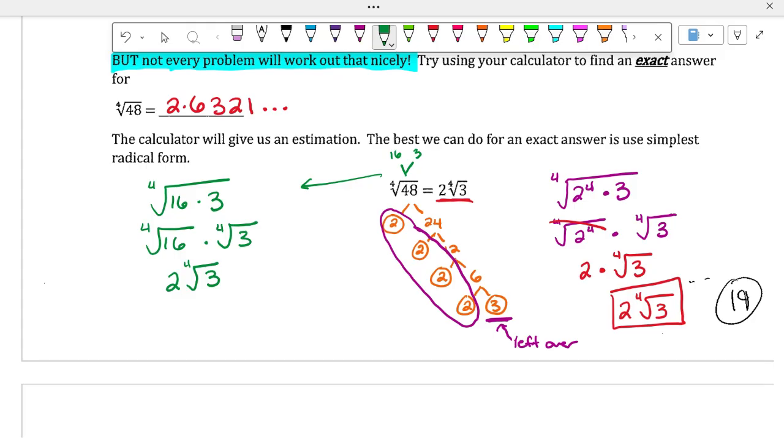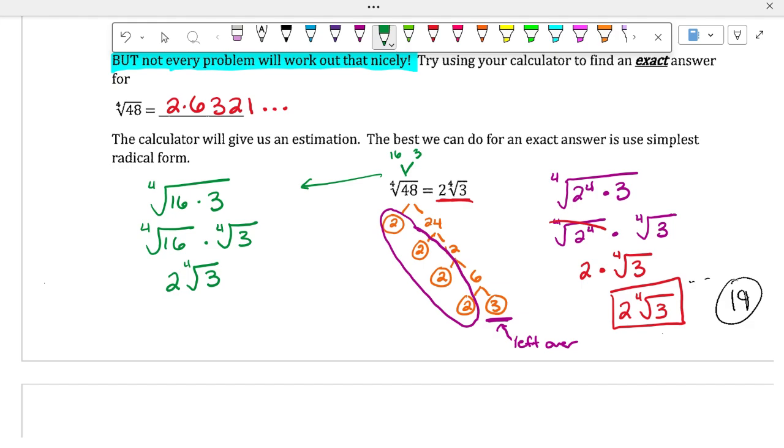Now, remember, this is what throws a lot of people off. Some numbers can be both perfect squares and also perfect other powers. For example, 16 is also a perfect fourth. 81, which is a perfect square, is also a perfect fourth. So you've got to really pay attention to what their radical is.